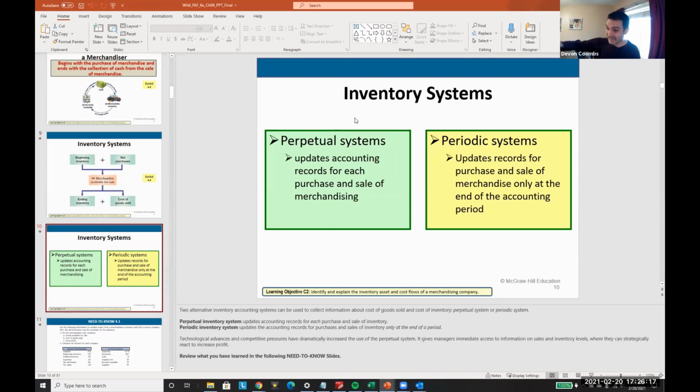So every time they scan an item, it's going to their accounting system saying, okay, we've sold this item now. So recognize cost of goods sold, recognize revenue for that item at that specific point.